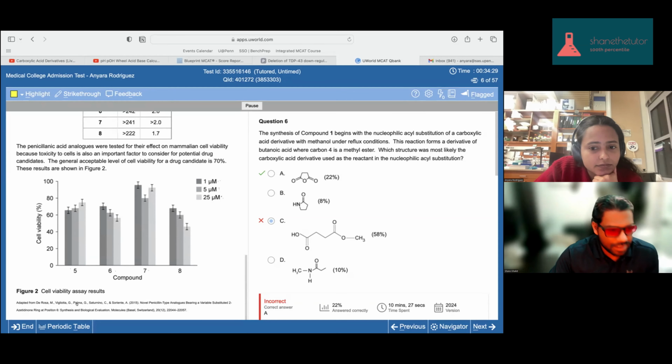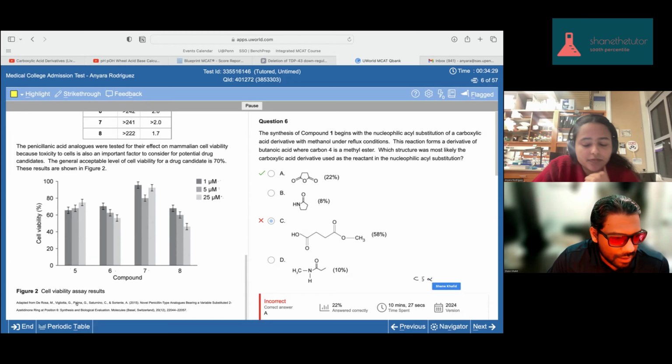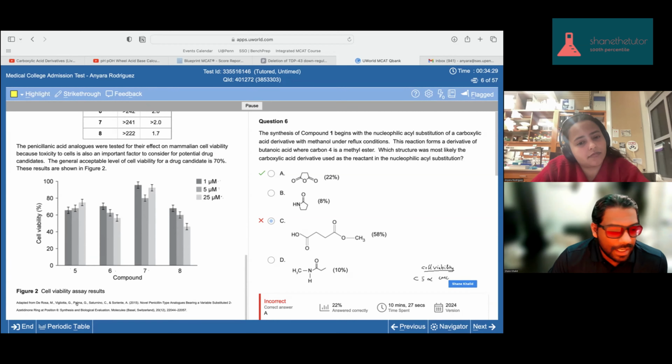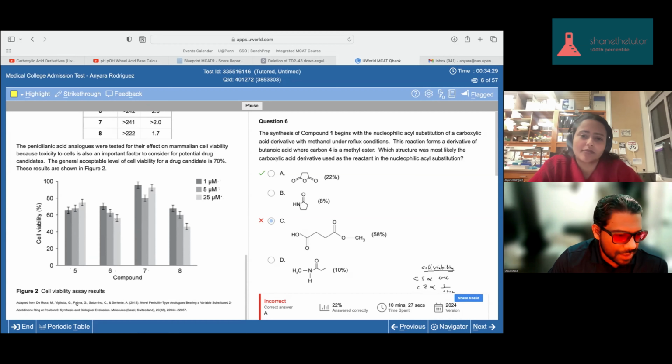Compound 6 would be the opposite. So here, maybe I'll write down, okay, compound 5 in terms of cell viability would be proportional to concentration. So, I mean, I don't know. Let's just say concentration. Compound 7 decreases with concentration. Wait, I skipped compound 6. No, that was compound 6, not compound 7.